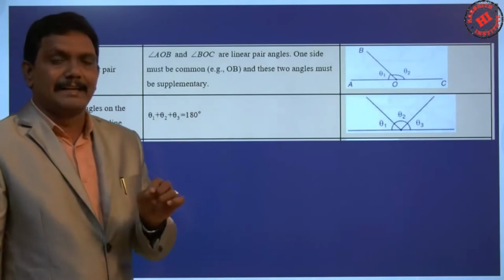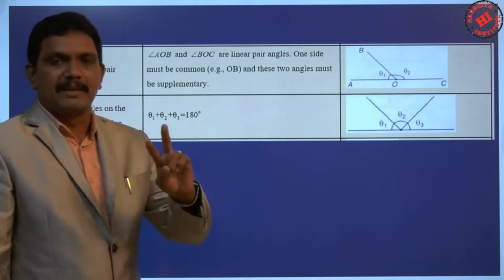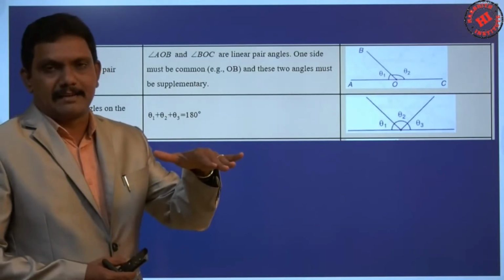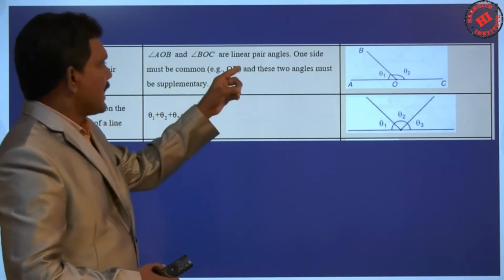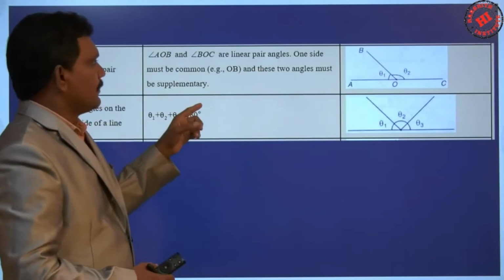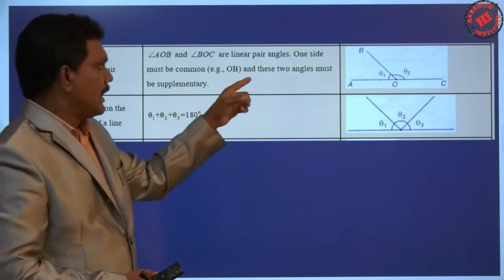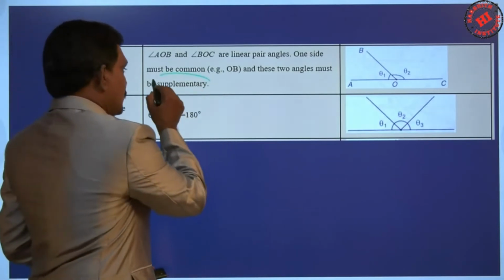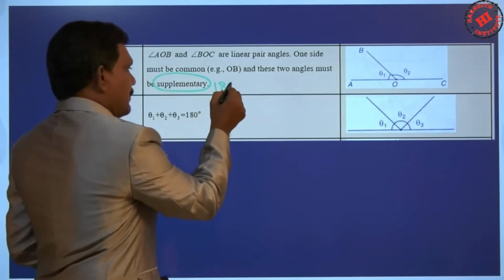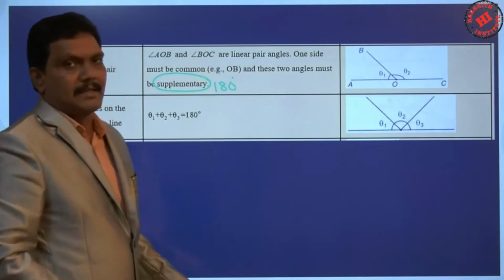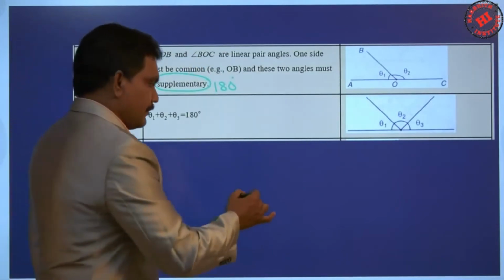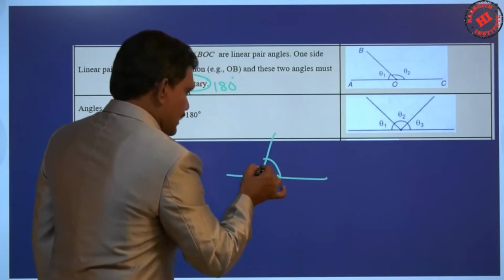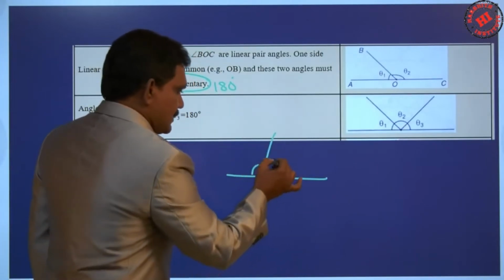What about linear pair? Pair means two angles. Linear means they are on one side of the straight line. Two angles are said to be a linear pair if they have one side common and the two angles are supplementary. Supplementary means the sum of the two angles is 180 degrees. These are called linear angles.